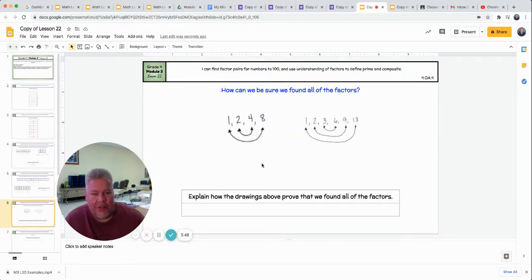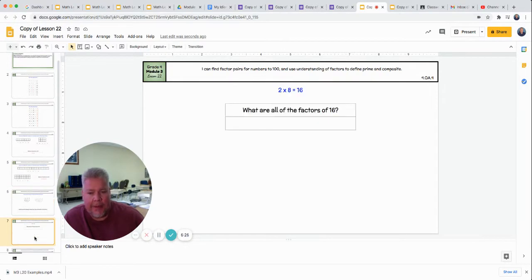This is one way you could check. For 18: 1 times 18, 2 times 9, 3 times 6, we just looked at this, 4 times nothing is 18, and 5 times nothing is 18. The number's in the middle. So that's right. So how do we prove we found all the factors? Well, we've looked at the lowest number times the highest number and all the numbers in the middle and couldn't find any more.